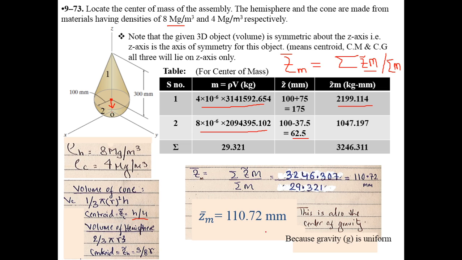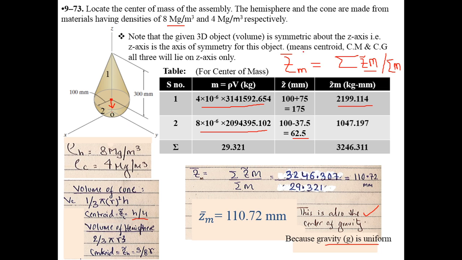And this is also the center of gravity. Why? Because this object is placed in a uniform gravitational field. When the gravity is uniform, the center of mass will always coincide with the center of gravity. Therefore both are the same and both will lie on the z axis only.